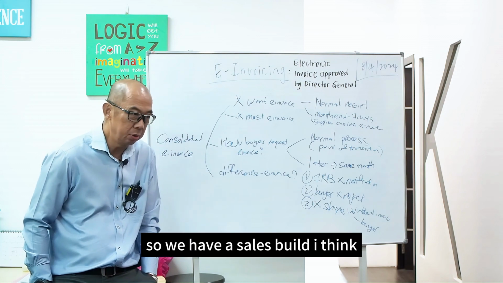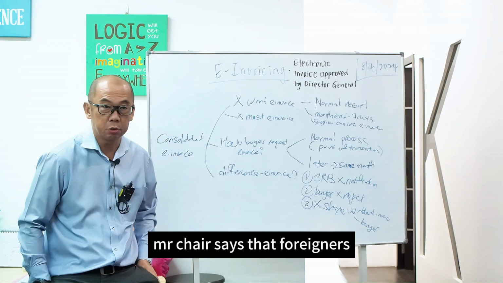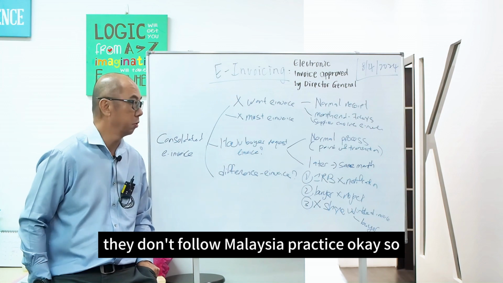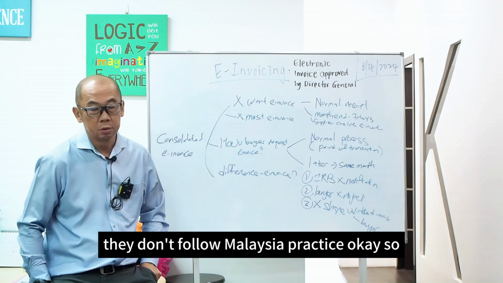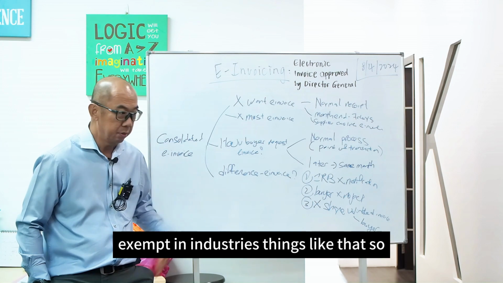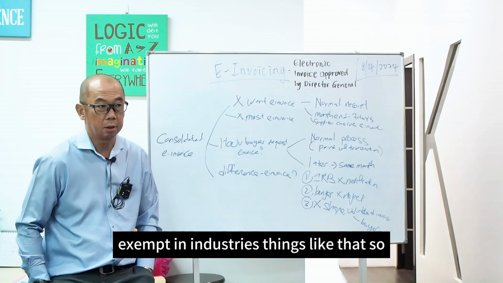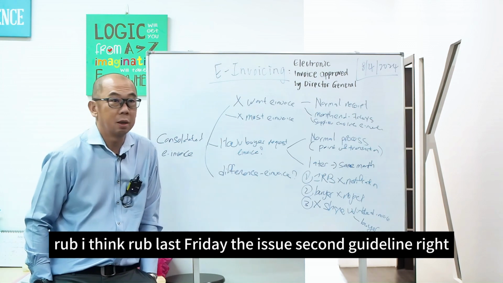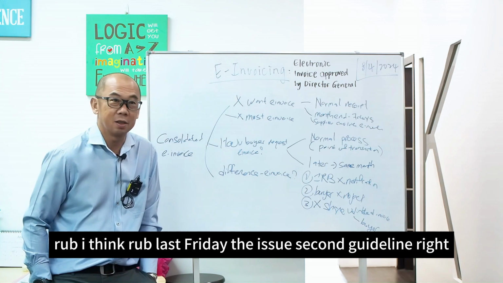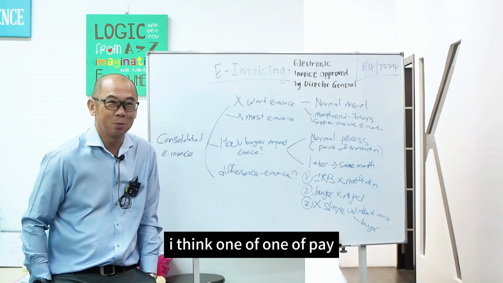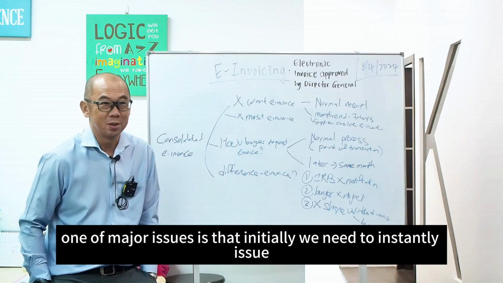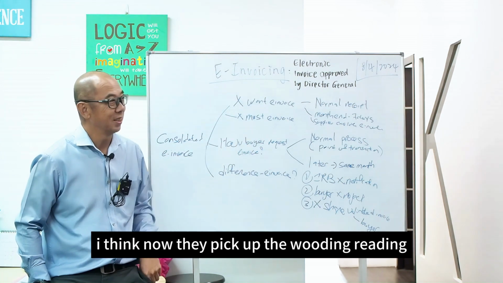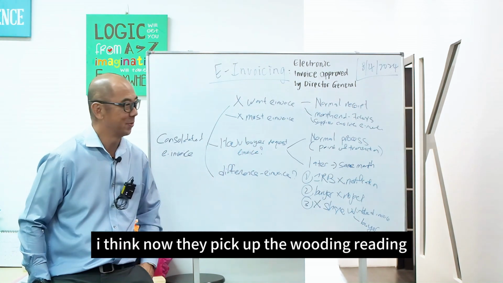So we have self-billed invoices. I think SQ Chai said that foreigners don't follow Malaysian practice. Then there are exempted industries and things like that. The IRB, I think last Friday, issued a second guideline, right? I think one of the major issues is that initially we needed to instantly issue the e-invoice, right? I think now they have taken out the wording.